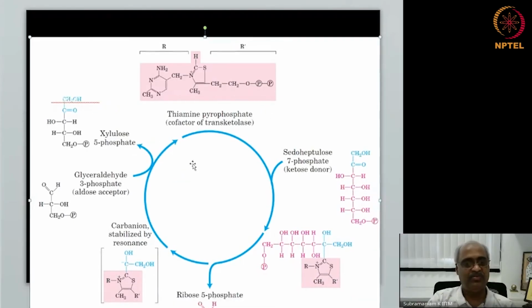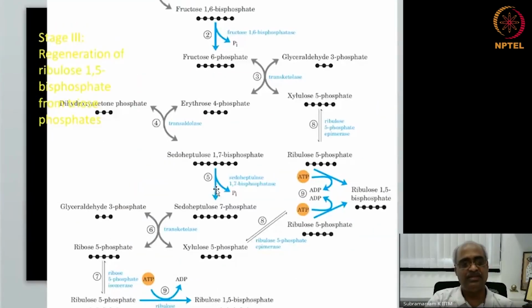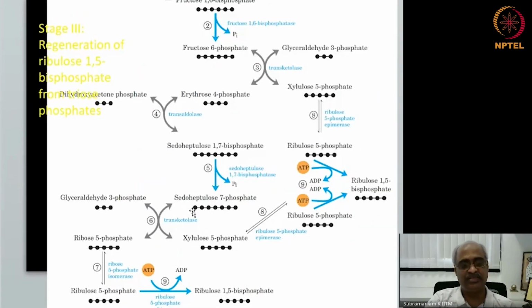So here you have the reaction where you have the entry of pseudoheptulose 7-phosphate, the ketose. We are looking at that particular step. We are essentially looking at this transketolase. So this is our substrate here, and this is the other substrate.